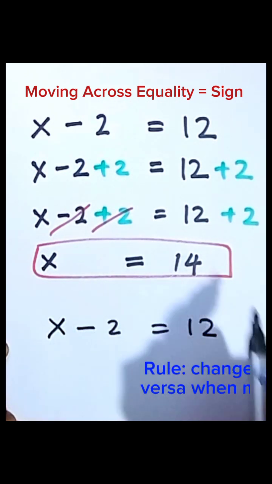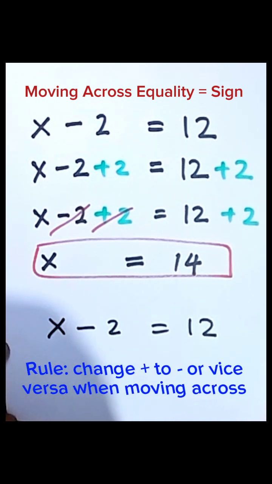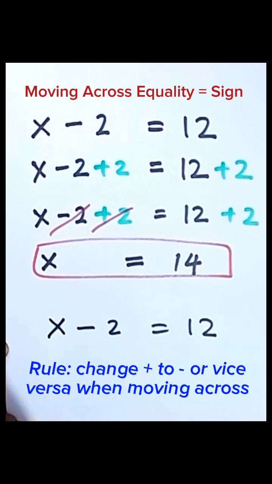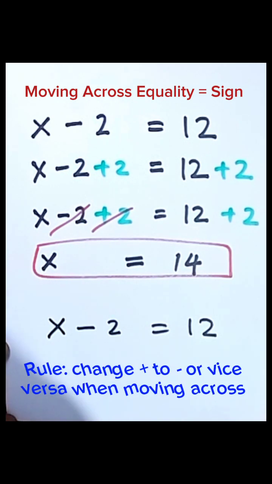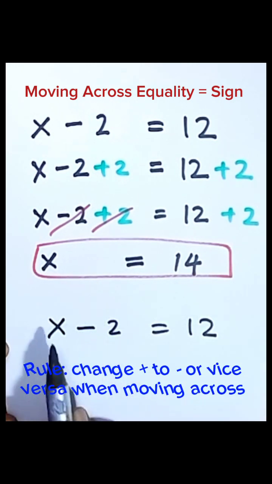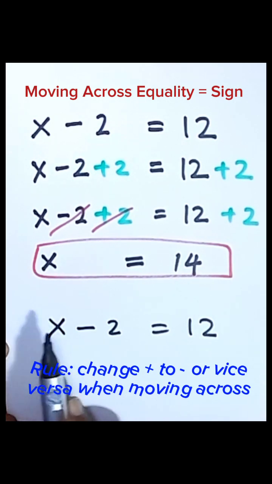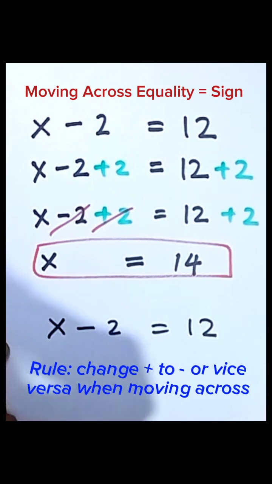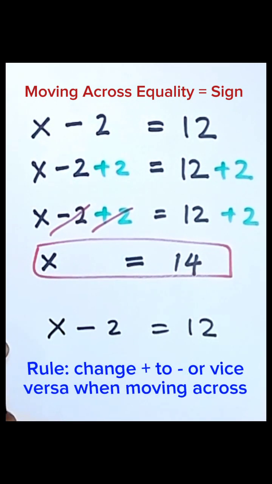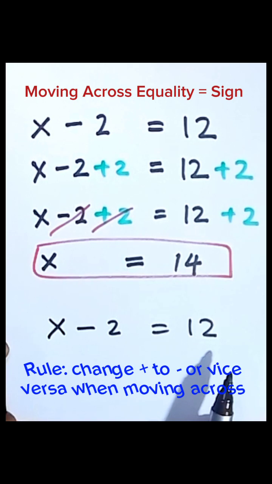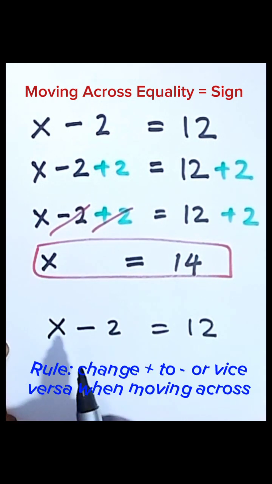If I want to move this minus 2 to the other side, the rule is whenever you are moving any constant or variable across the equality sign, this is a constant, this is a variable. Whatever you don't know, it can be given the symbol of x, t, y, or anything. So whenever you are moving any constant or variable across the equality sign, the sign attached to it must change.